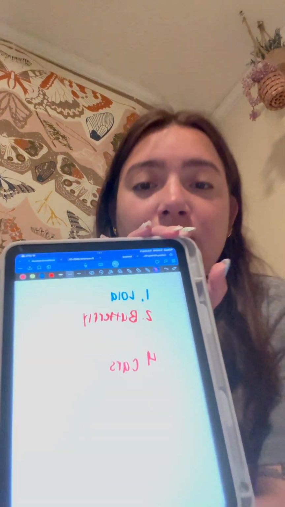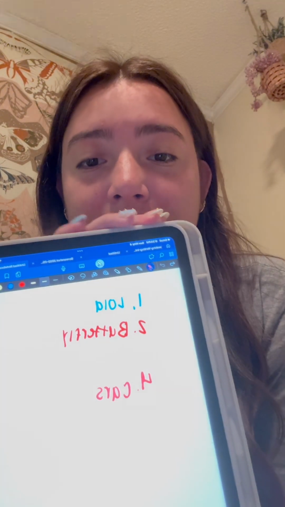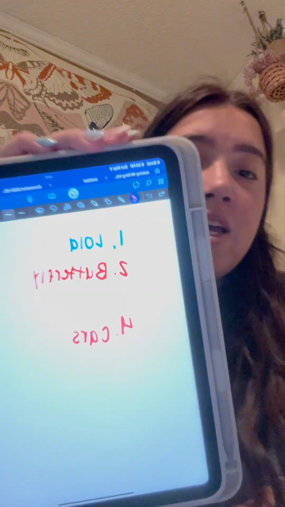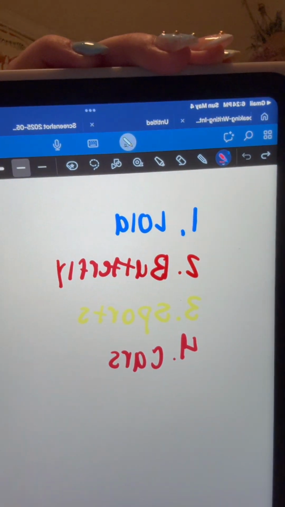Okay, that is good. So our first one we might write about is Lola. Our second one's going to be butterflies. Our third one is going to be sports. And then our fourth one is car. Okay, anyone that would like to talk about a dog, specifically my dog, is Lola, so that's why I wrote Lola, but we could just do dogs or pets.